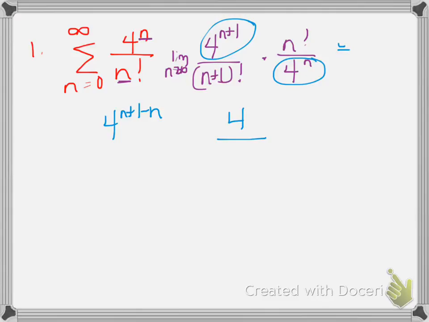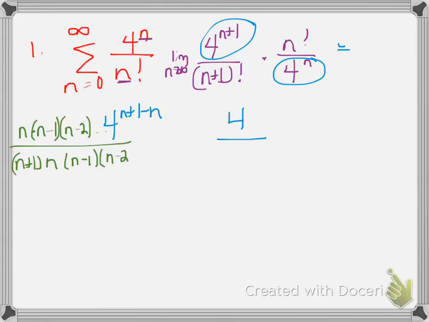Now, the n factorial and the n plus 1 factorial. n factorial is n times the previous term, n minus 1, times n minus 2, and it just keeps going down. n plus 1 factorial would be n plus 1 times n, times n minus 1, and then it keeps going. Because we're dividing here, notice all of these cancel except for this n plus 1. So this limit equals 4 over n plus 1.